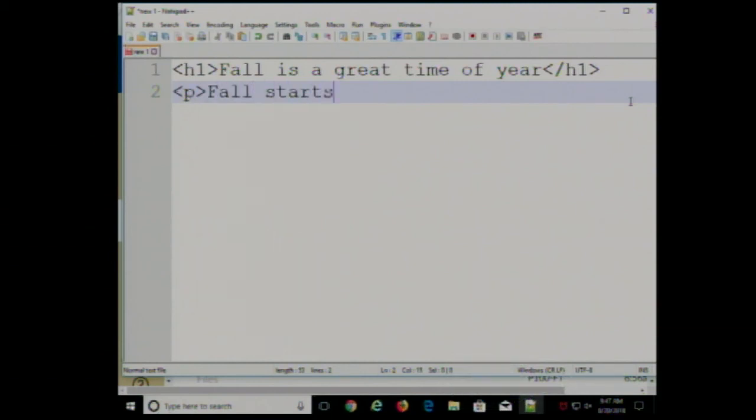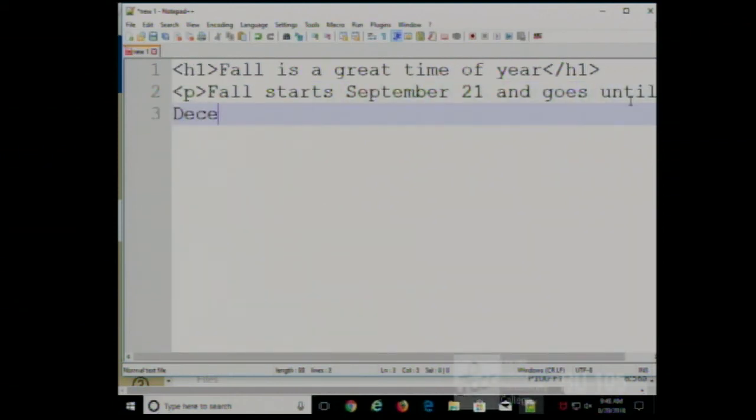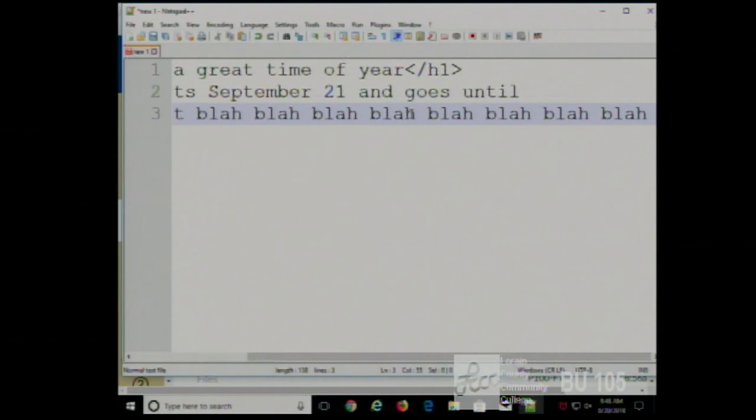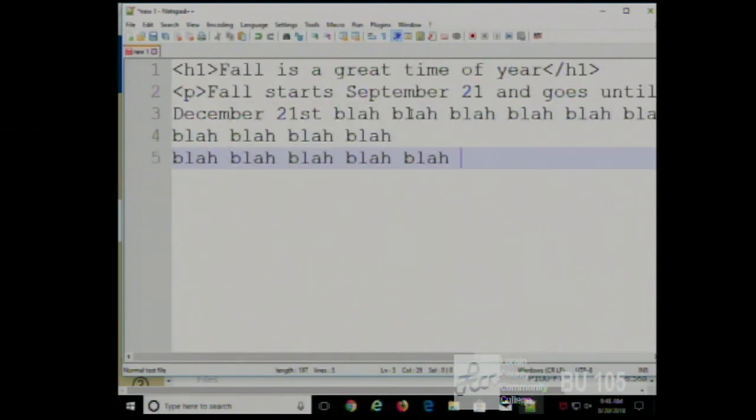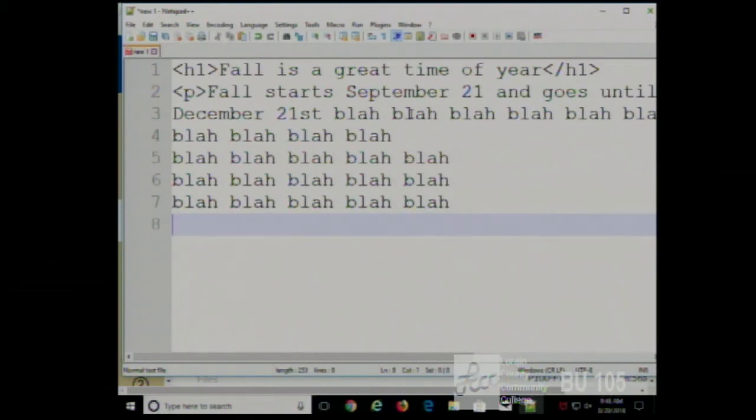Fall starts, when does it start? September 21st and goes until December 21st. I think that's right. If not, we'll pretend that's right. And then you can have as many words as you want. I'm just going to put a bunch of blahs here. I don't want to type out a whole paragraph. Then we have our end paragraph. All right? So this is our first two tags, an H1 and a paragraph.